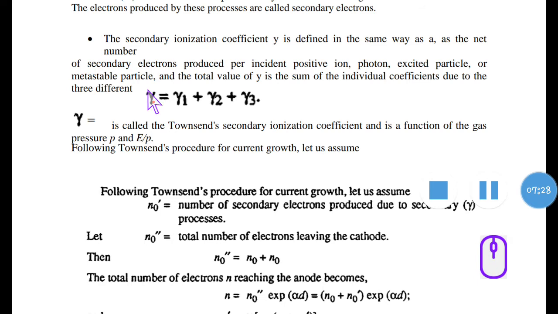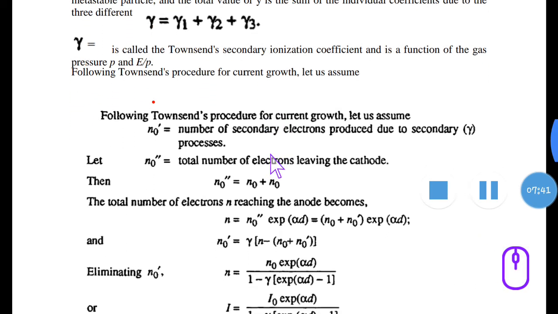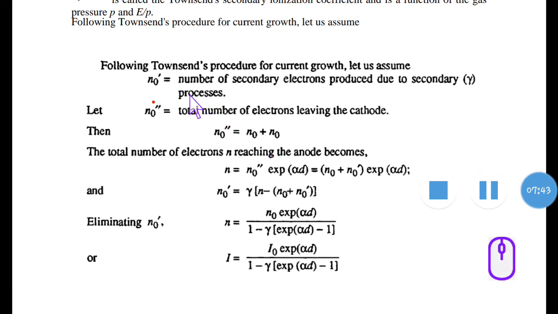This is the Townsend secondary ionization coefficient, it is a function of the gas, the pressure P, and E by P also. Here we are taking Townsend secondary ionization, and how the current actually builds up in the Townsend process. Before it was n naught; now n naught dash is the secondary electron produced by the secondary process, that is gamma.